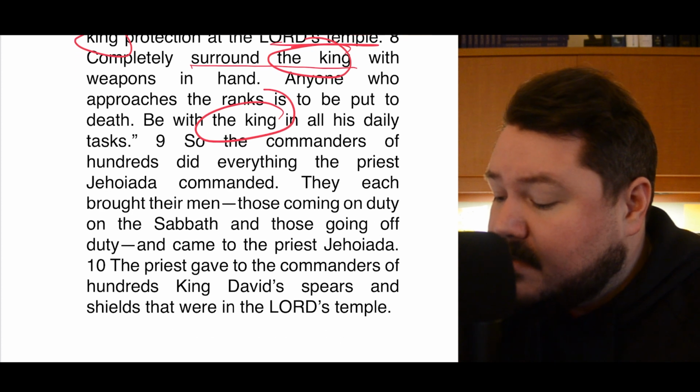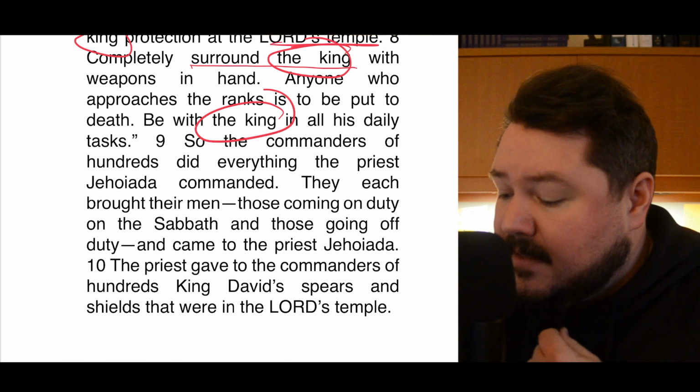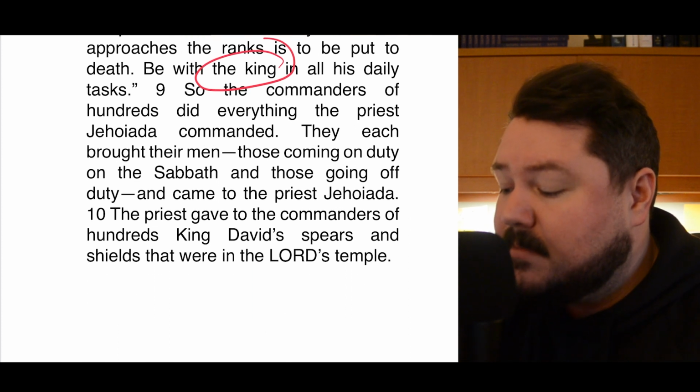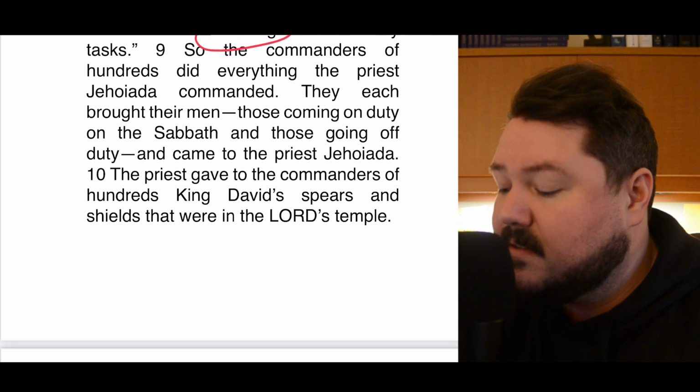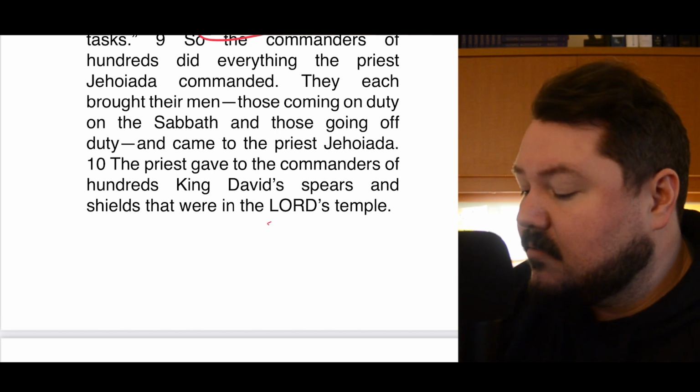Verse 9, so the commanders of the hundreds did everything the priest, Jehoiada, commanded. They each brought their men, those coming on duty on the Sabbath and those going off duty, and came to the priest Jehoiada. The priest gave to the commanders of hundreds King David's spears and the shields that were in the Lord's temple.